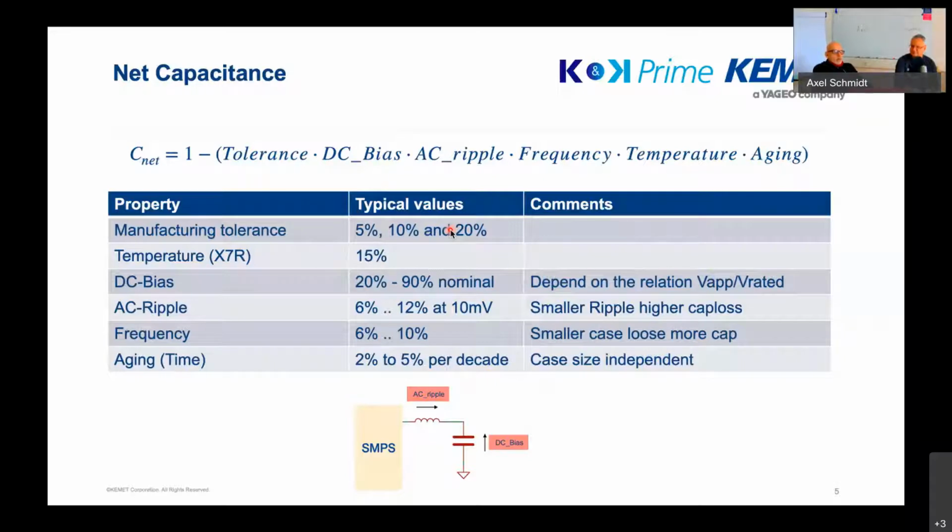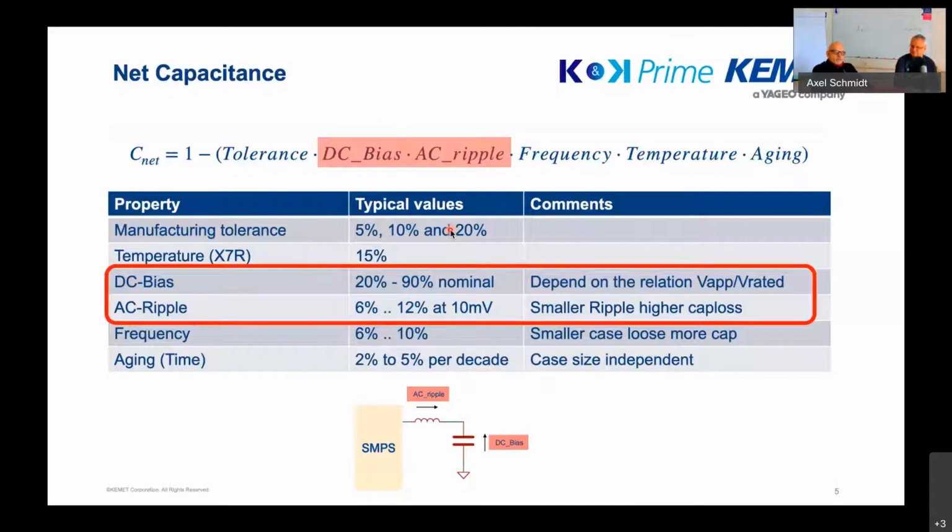But then the next two, DC bias and AC ripple, are more tricky because there's no standard that applies here.